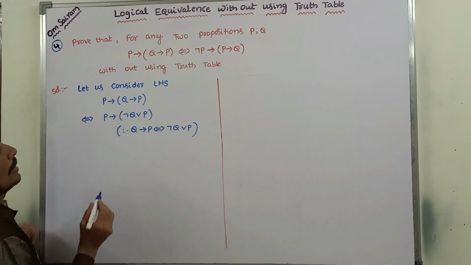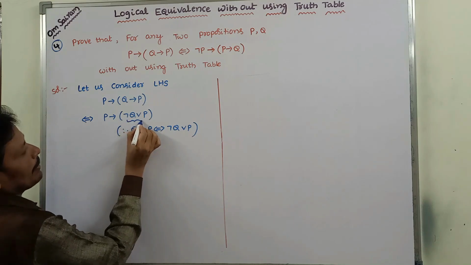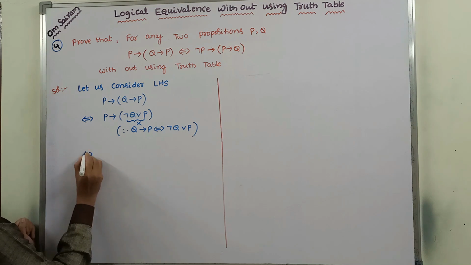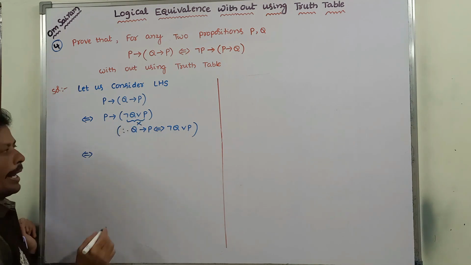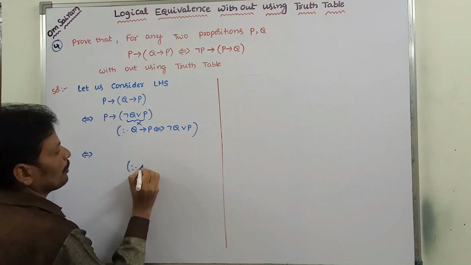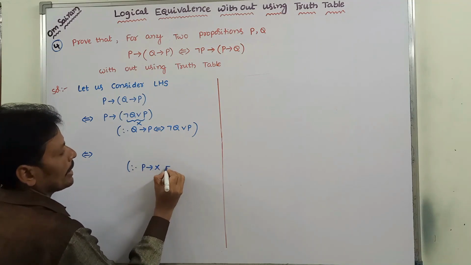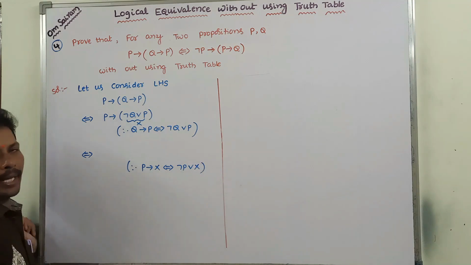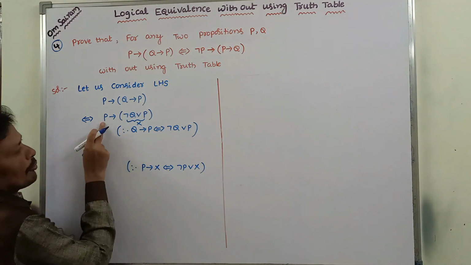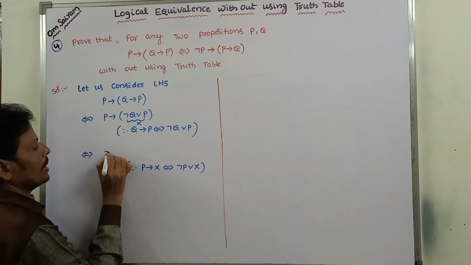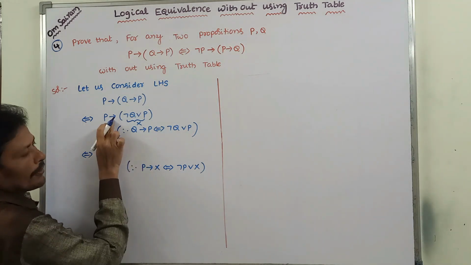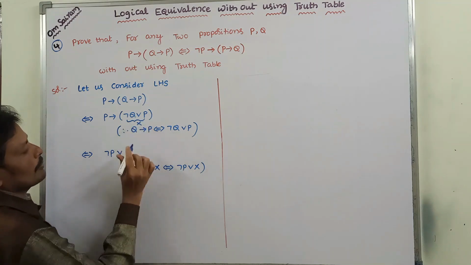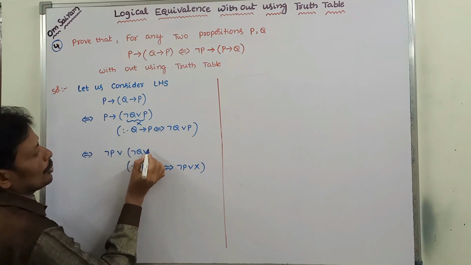Next one. So this entire thing can be taken as X. Okay, so it is in the form of P conditional X. So what is the formula for P conditional X? P conditional X is logically equivalent to negation P or X. Okay. In the place of P, we have to write negation P. In the place of conditional, we have to write or. In the place of X, we have to write negation Q or P.